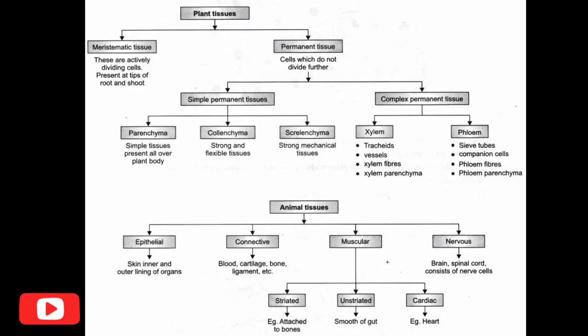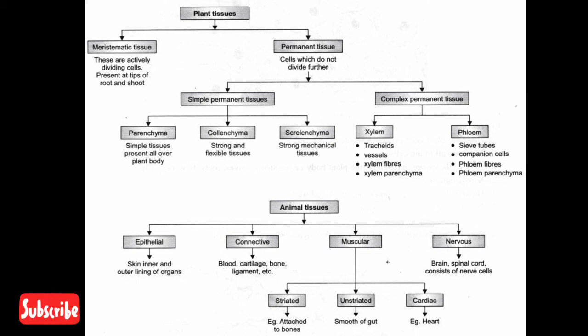You can see the chart. This is a glimpse of the plant tissue and the animal tissue. The plant tissue is of two types, that is the meristematic tissue and the permanent tissue. The permanent tissue is divided into two types, the simple permanent tissue and the complex permanent tissue. The simple permanent tissue is divided into three types: parenchyma, collenchyma, sclerenchyma. And the complex permanent tissue is divided into two types, the xylem and phloem.